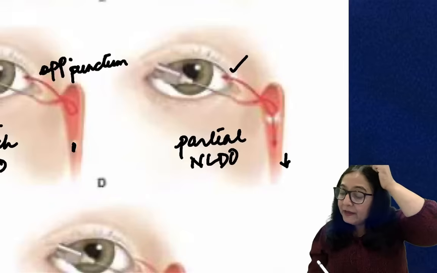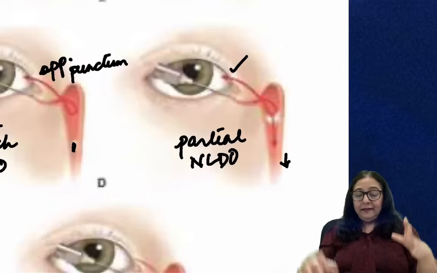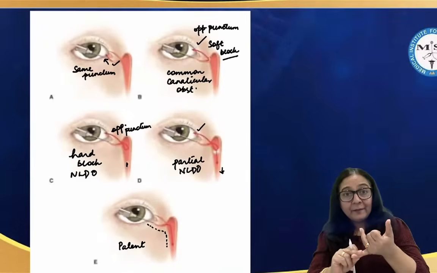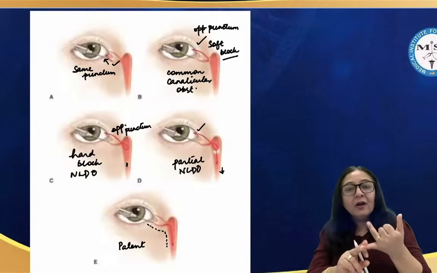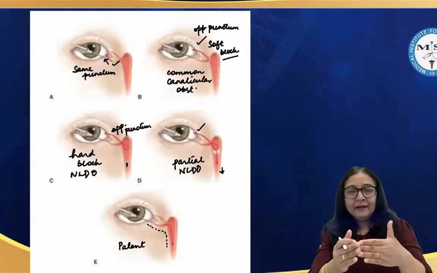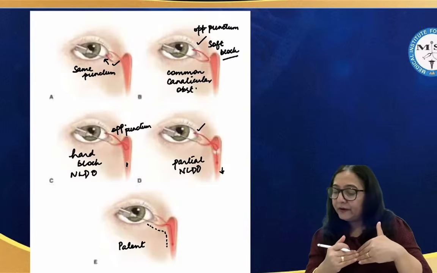Okay, right? So this is how you will interpret that, depending upon from where the fluid is coming back, whether it is a soft block or it is a hard block, you will get to know whether it is a canalicular obstruction or NLD obstruction.